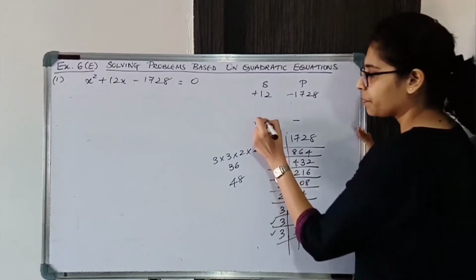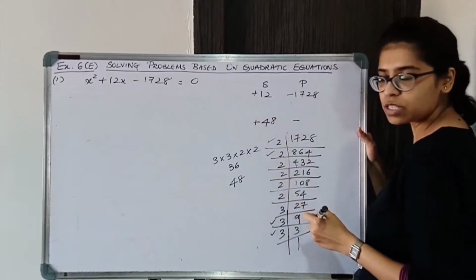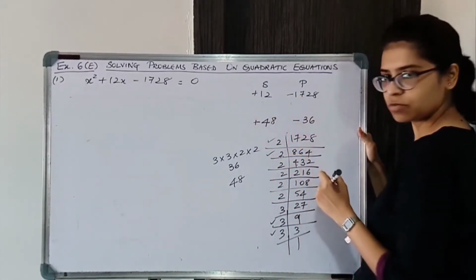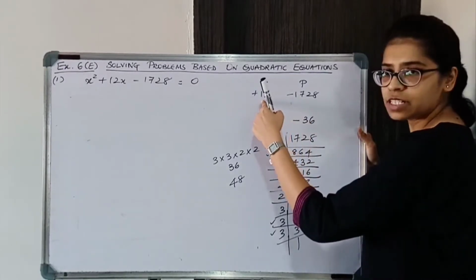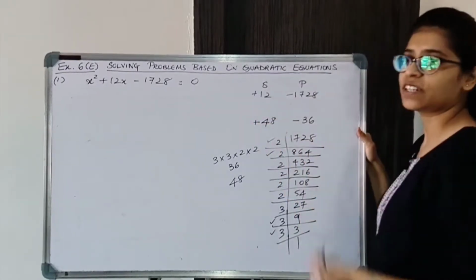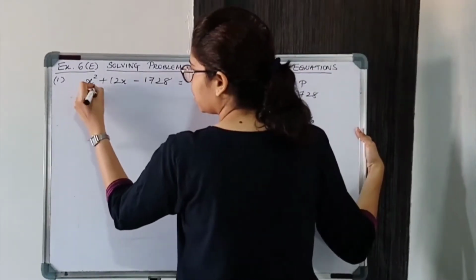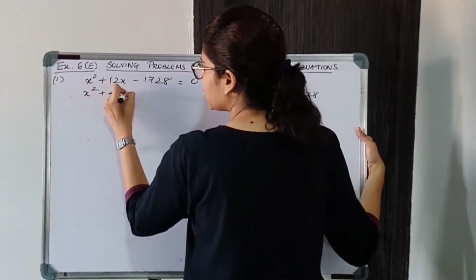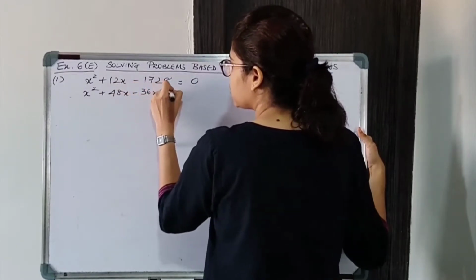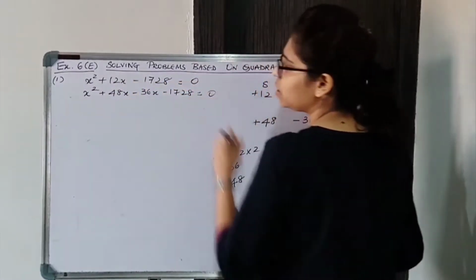So greater will be positive, smaller will be negative. All right. You will get the difference as 12 and the multiplication as 1728. ठीक है. So x square plus 48x minus 36x minus 1728 is equal to 0.